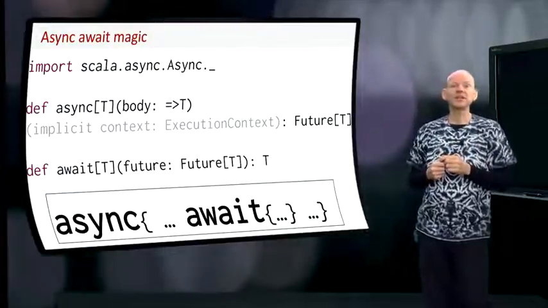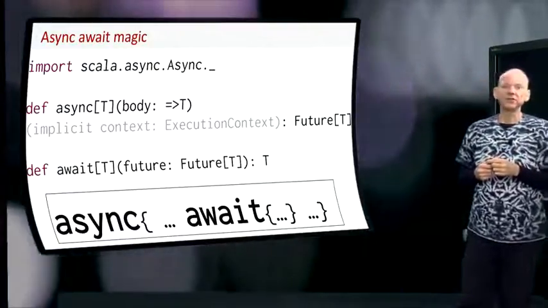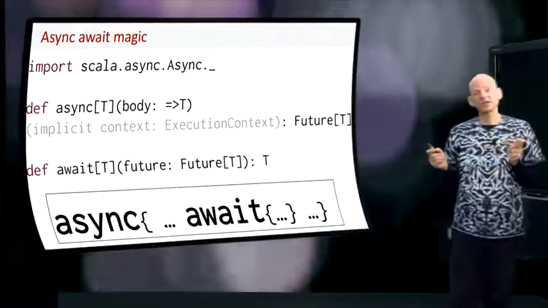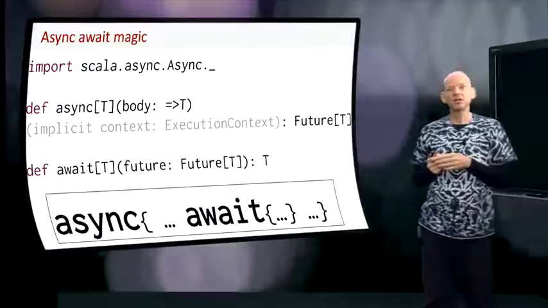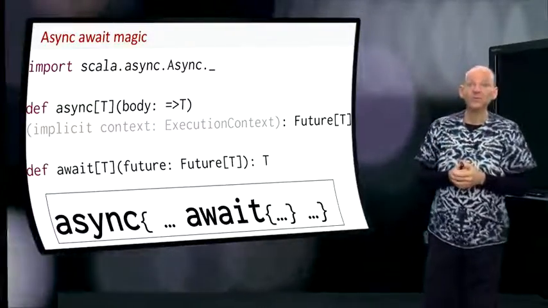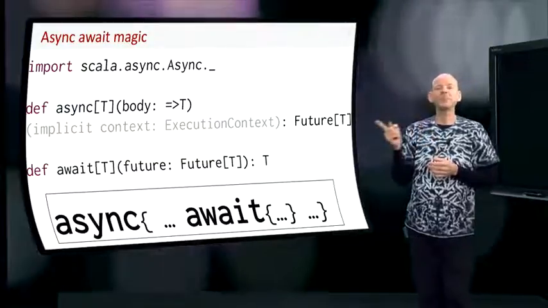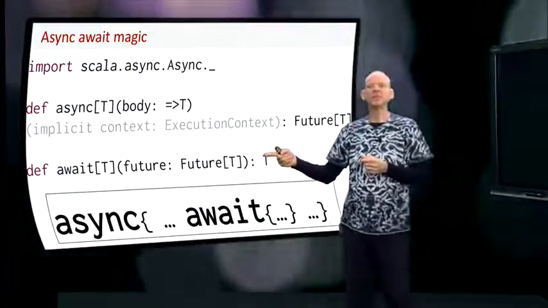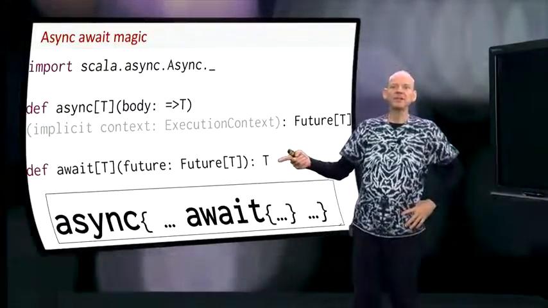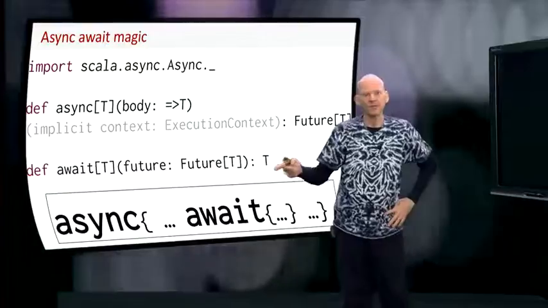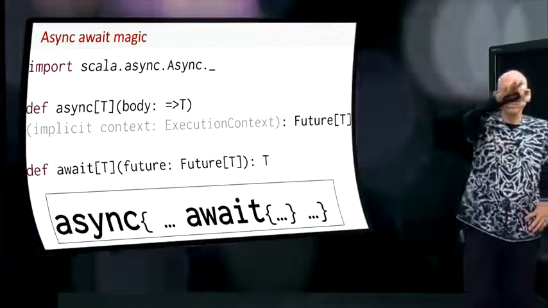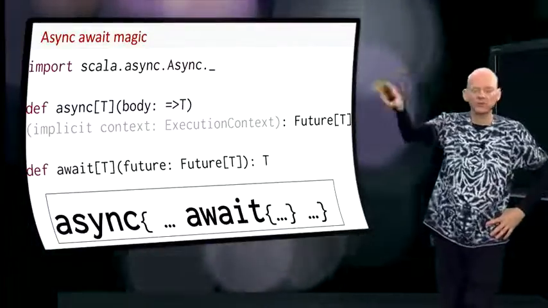Now, there's a feature here in Scala. It's called async await. And what that allows you to do is, when you have code inside an async block, you can use await around something of type Future and get back a T. So that's a miracle function here, right? This await allows you to get rid of the Future in a magic way. Also notice that this async here takes an execution context.